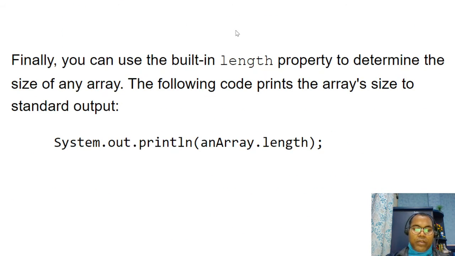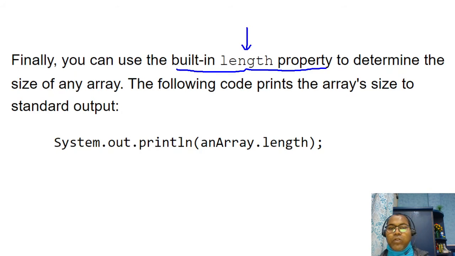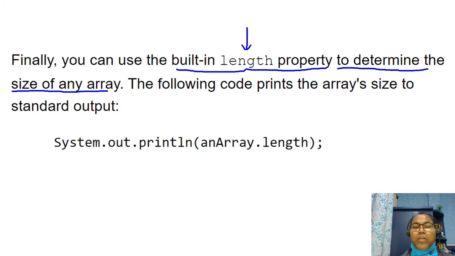And finally, you can use the built-in length property of an array. How to find it? If you have an array object, an array variable name, and you want to find the number of elements that particular array holds, you can use the length attribute to determine the size of an array. Be aware this is an object and you are invoking a property. Length is the property.